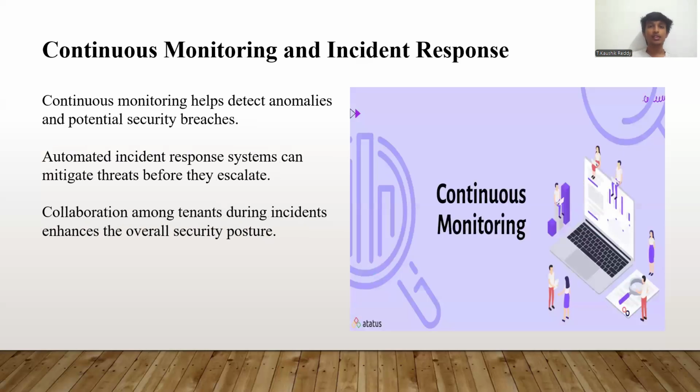Continuous monitoring and incident response. Continuous monitoring helps detect anomalies and potential security breaches. Automated incident response systems can mitigate threats before they escalate. Collaboration among tenants during incidents enhances the overall security posture.